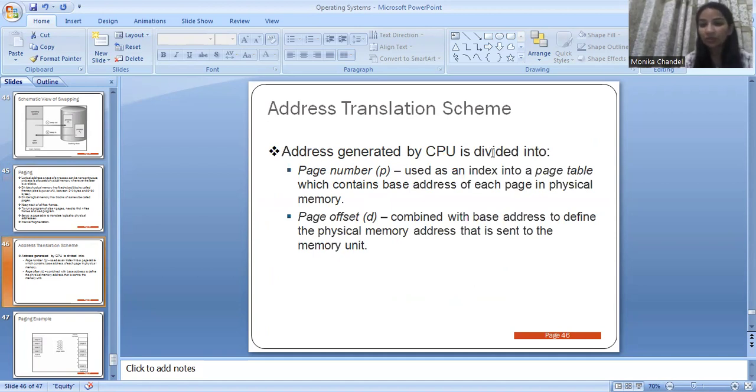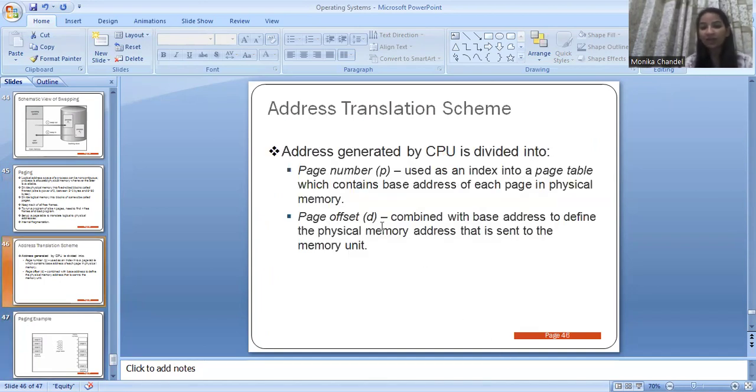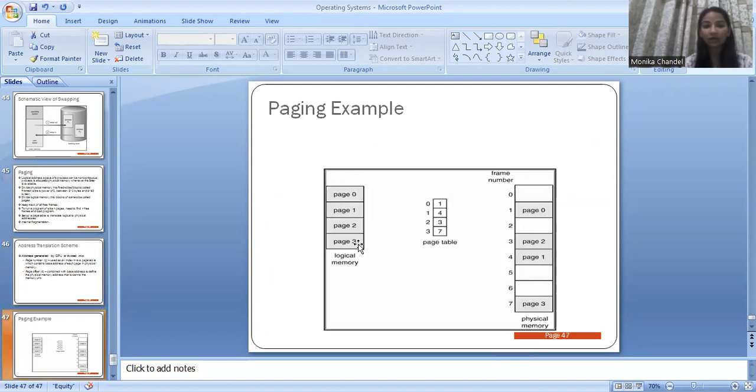The address generated by the CPU is divided into the page number and page offset. Page number is used as an index into a page table which contains the base address of each page in physical memory. Here, frame 0, 1, 2, 3, 4, 5, 6, 7 is the example of the page number. And page offset is combined with the base address to define the physical memory address that is sent to the memory unit. Here are the page offsets, page 0, page 1, page 2, page 3. These processes are done by the operating system.